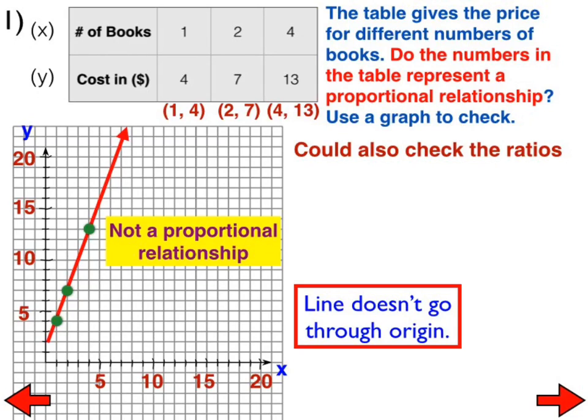So what we're going to do is what we did yesterday, and I'm going to prove to you that this is not going to go through the origin. Check our ratios of y over x. Our first y is 4, our first x is 1. That's 4 over 1, which is 4.